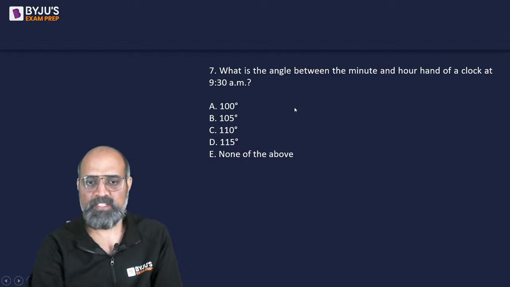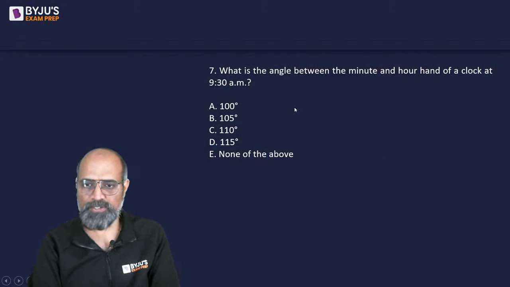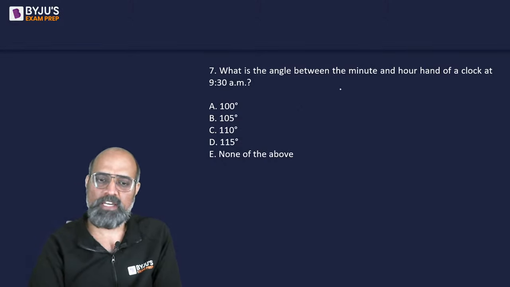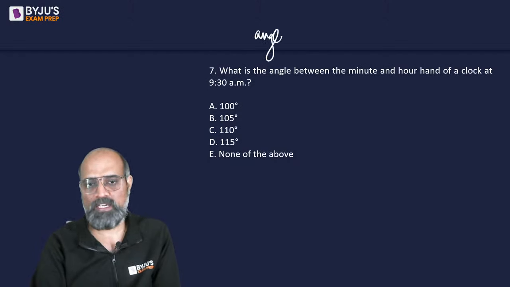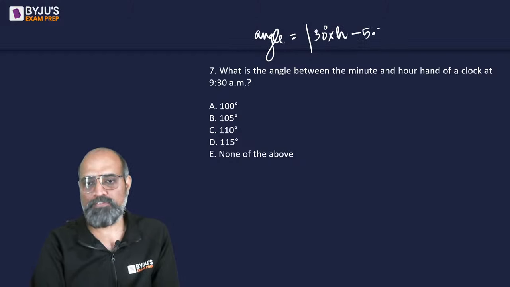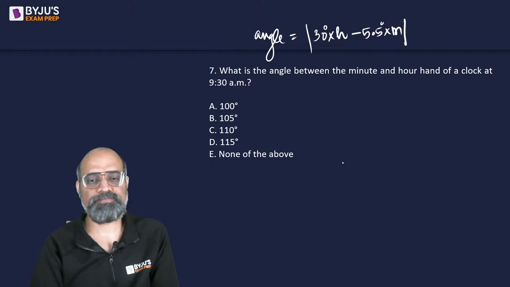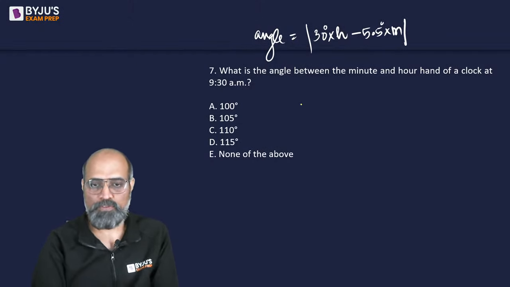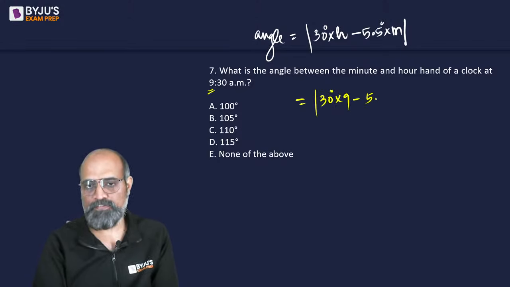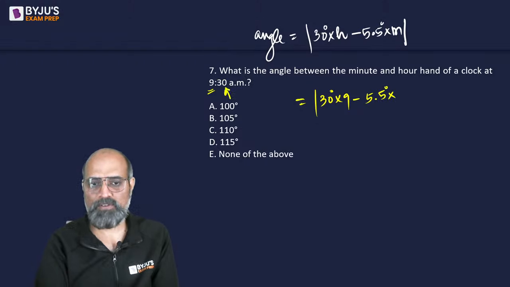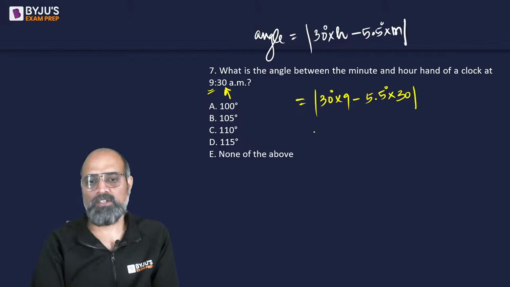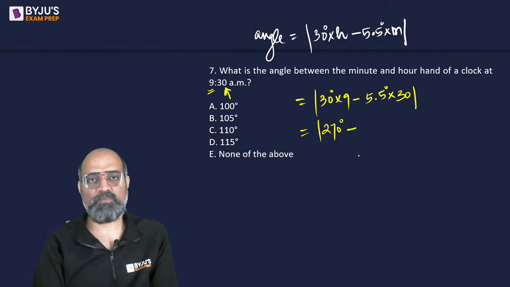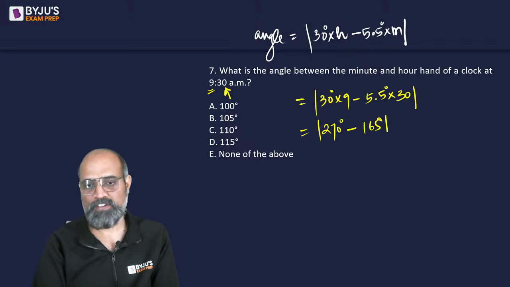Pretty simple question. Next, this question is related to clocks. What is the angle between the minute and the hour hand of a clock at 9:30 a.m.? So the formula for the angle between the hands is 30 degrees times hour minus 5.5 degrees times minute, the whole modulus. So do we know the value of h, as in the hour? Yes, 9, minus 5.5 degrees times m. Do we know the value of m? Right, it's 30. So this is going to be 270 degrees minus 55 times 3, which is 165 degrees.